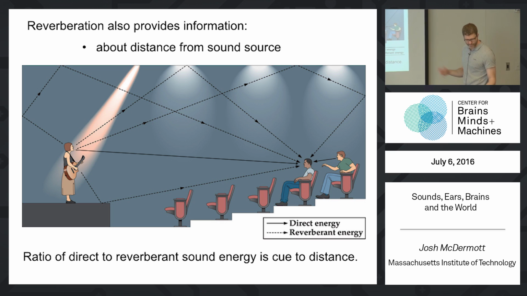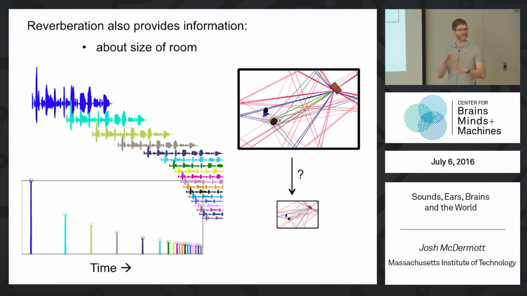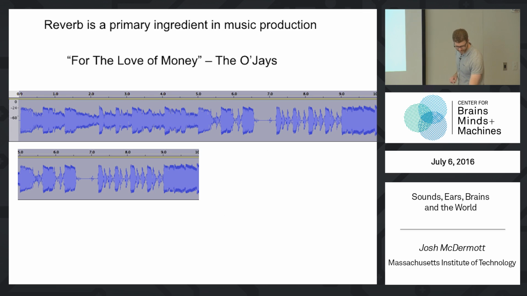Okay. But reverberation also provides us with information. It's one of the things we use to figure out how far away things are, and it also provides a cue to the size of the space that we're in. It's also a big ingredient in music production. This is one of the most popular tricks in music production.